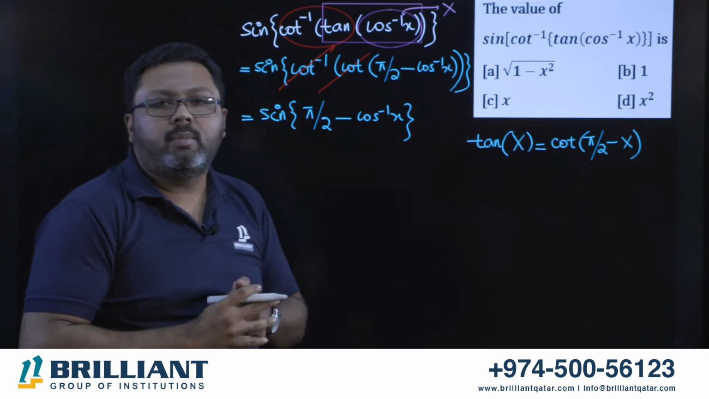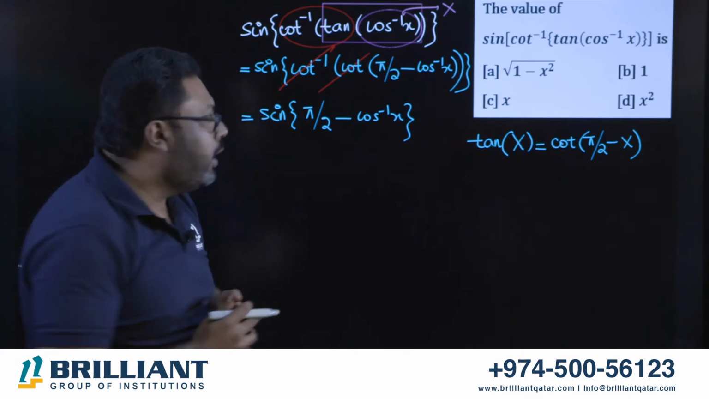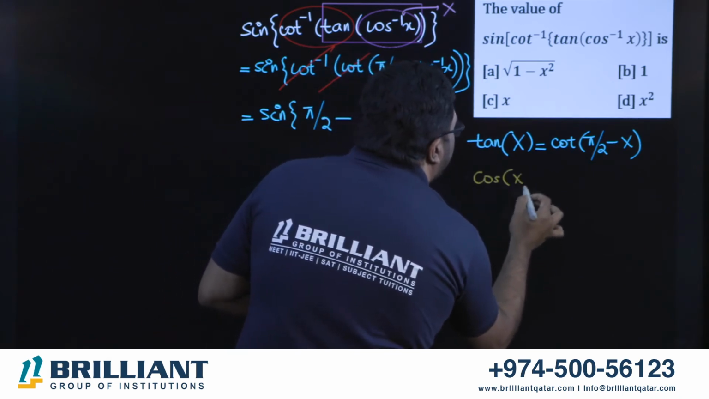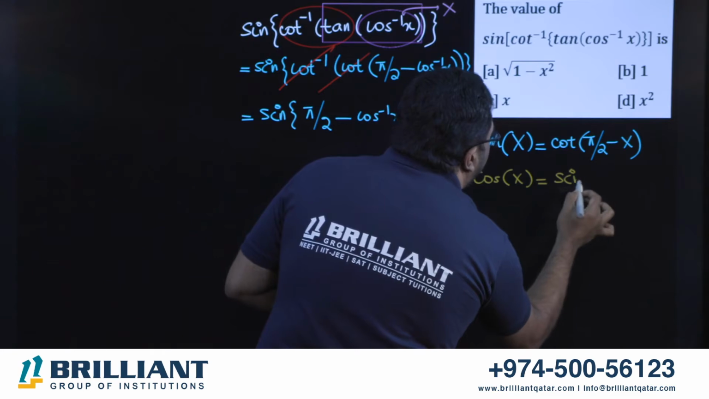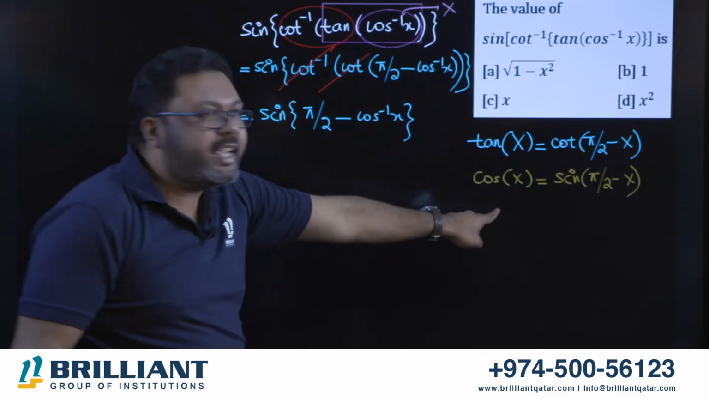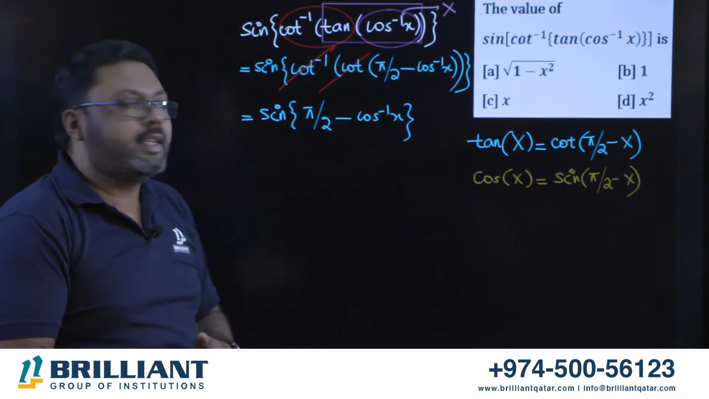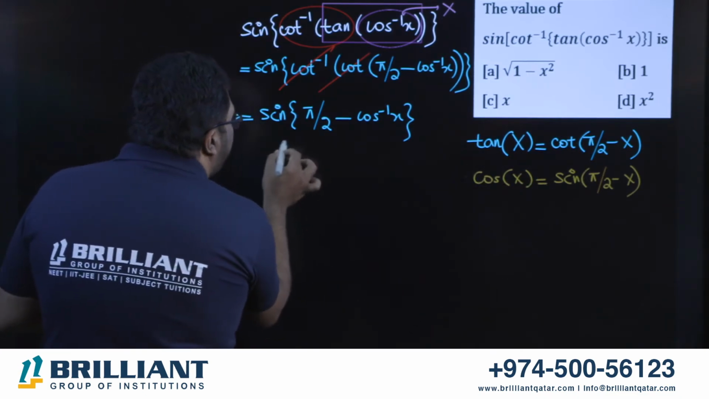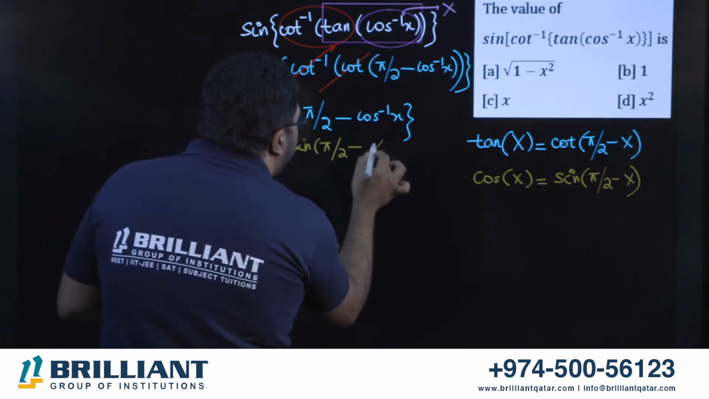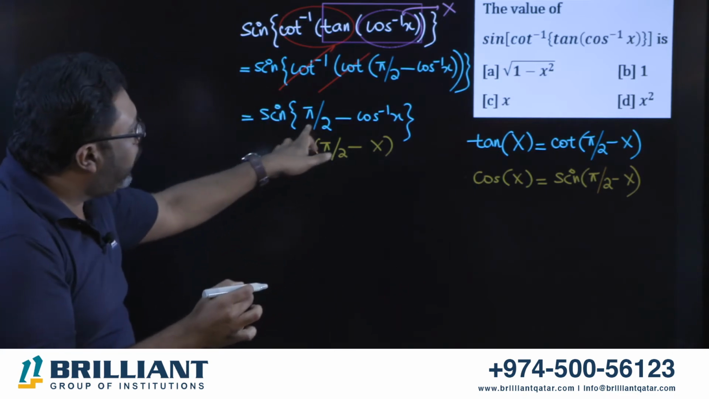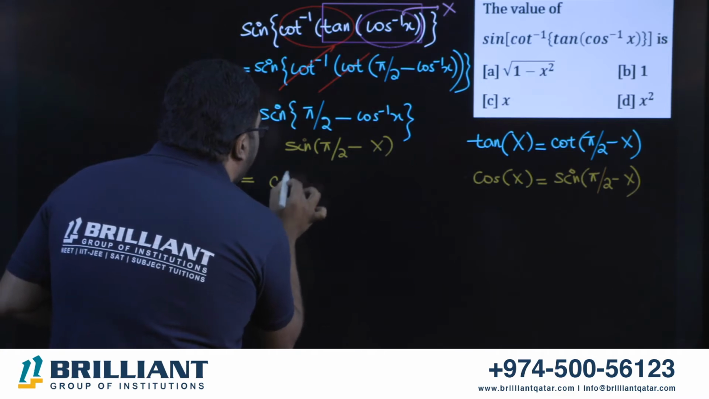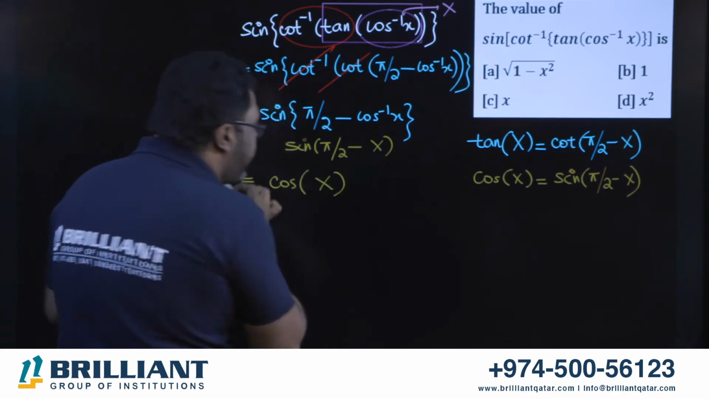Tan x is cot 90 minus x. Cos x is sine 90 minus x. Look at it. Doesn't this look like sine of 90 minus x? So can I write this as directly cos x?